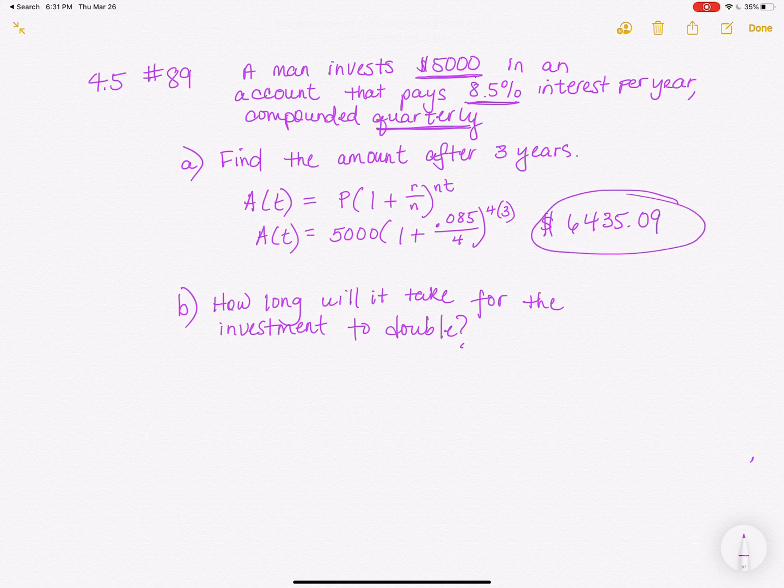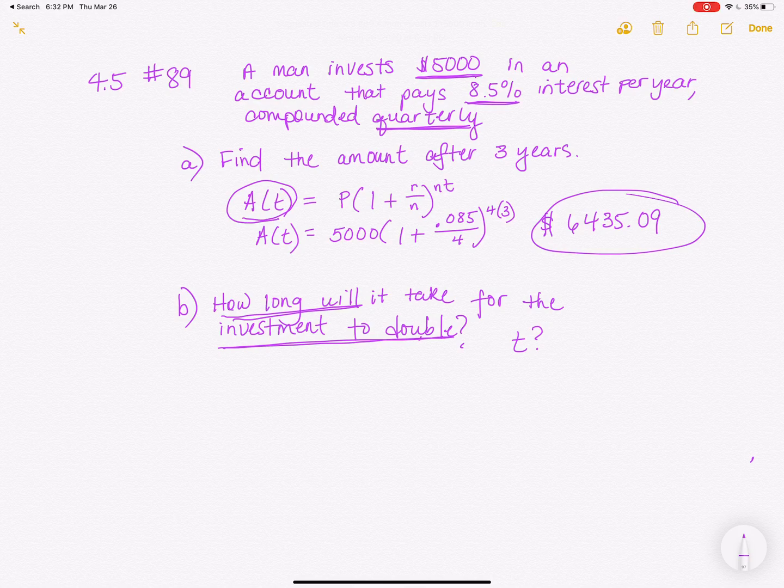Okay, so the B part seems to be what's giving everybody problems, so let's look at that. All right, what is it asking for? It asks for how long will it take. So how long will it take? What is our unknown? Well, our unknown is going to be time. And it wants to know how long it's going to take for the investment to double. And I think some of your questions say double, some of them say triple. But you've got to think about the amount after time t, right? What do we want that to be?